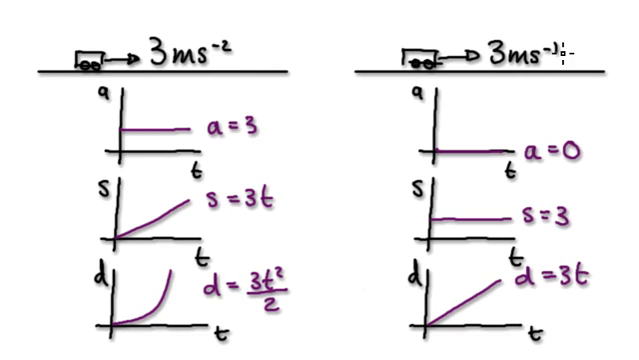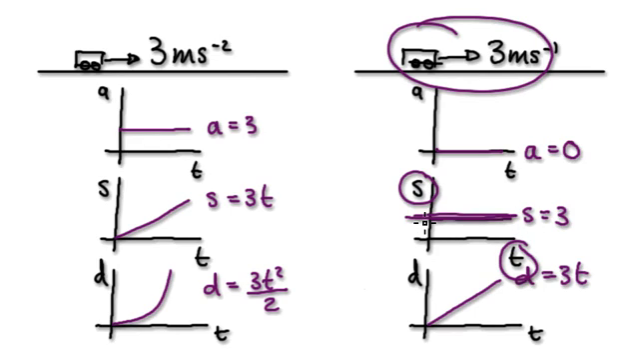And when a car is going at a constant speed, the acceleration here will be 0 because it's going at a constant speed, so there is no acceleration. And the speed time graph for this car here will always be constant. And then that would mean the distance time graph will look like this.